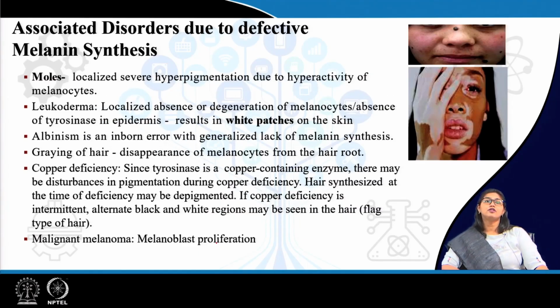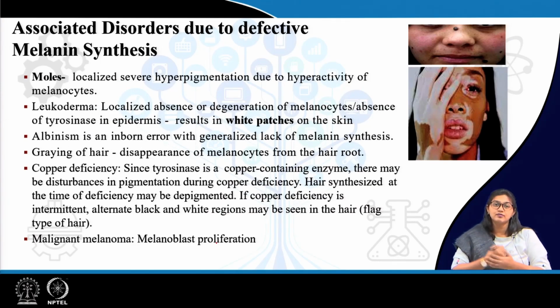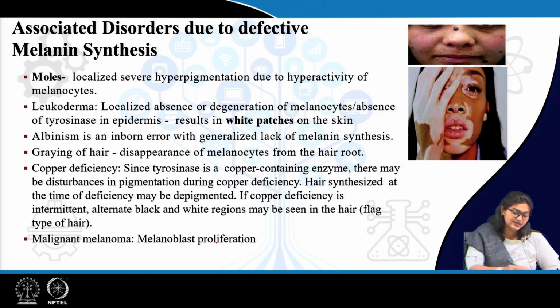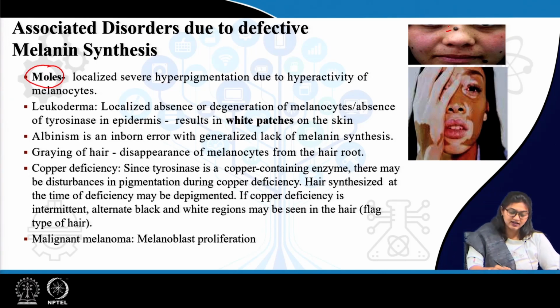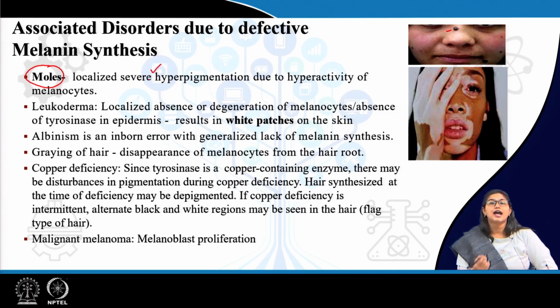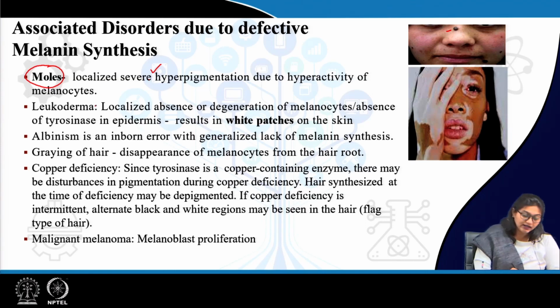Then we are coming to different disorders associated with defective melanin synthesis. The very common one is moles. Moles you can see in our bodies in different parts. These moles are basically localized hyperactivity of melanocytes, which causes excess melanin synthesis and hyperpigmentation. Just the opposite is leukoderma, decreased melanin synthesis.